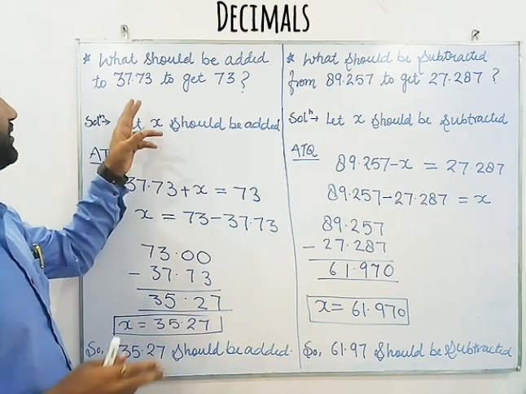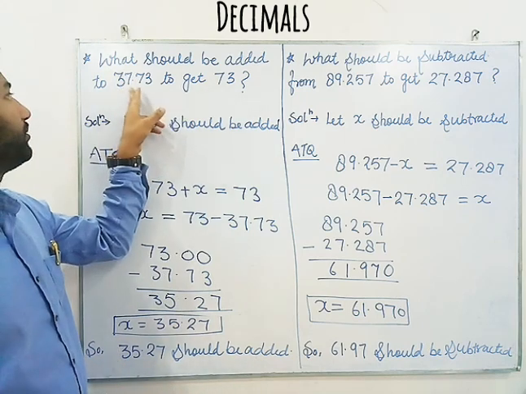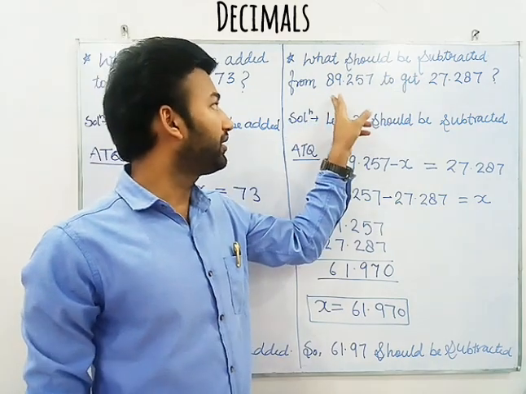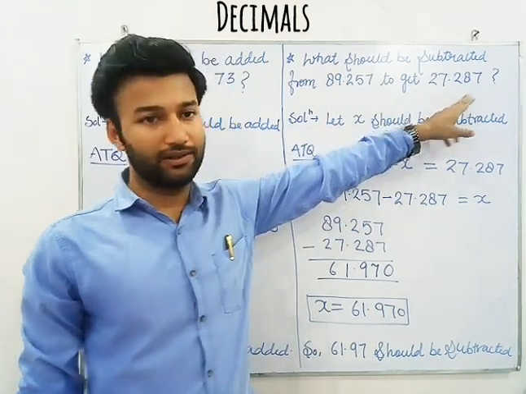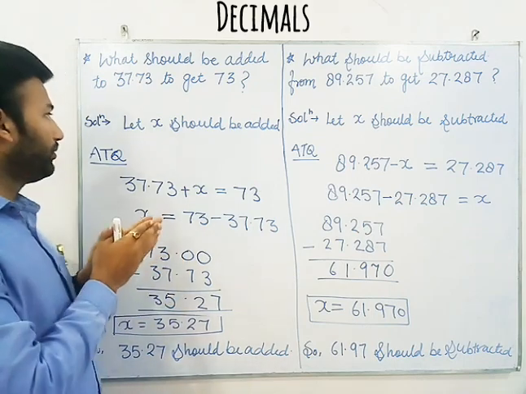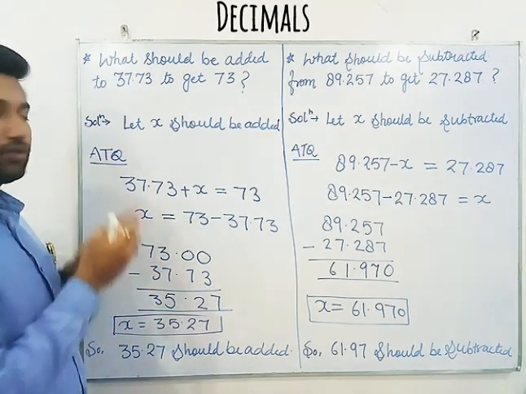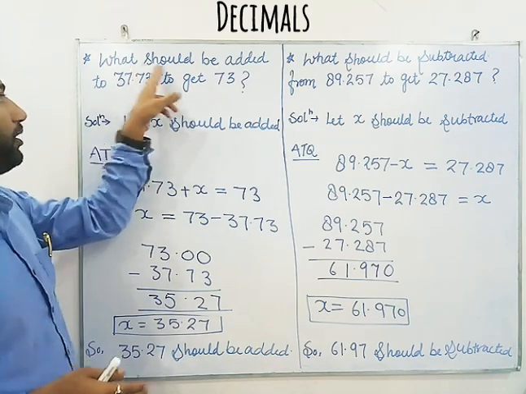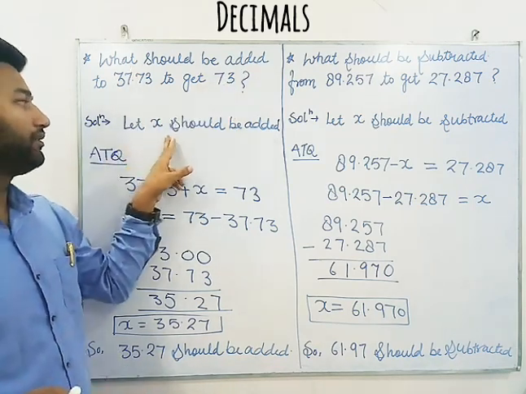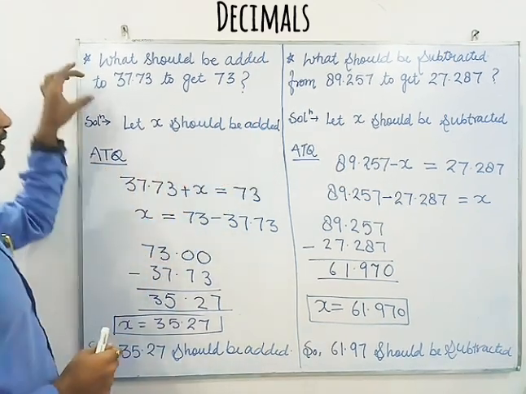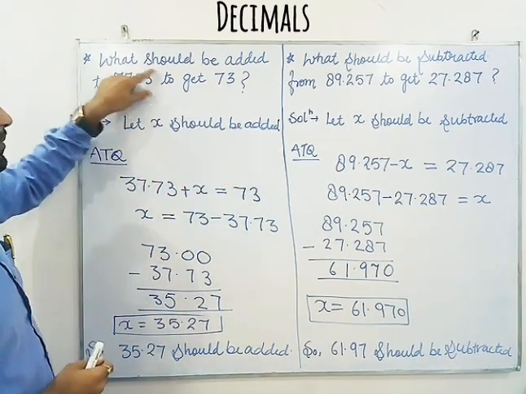Now, two questions are there. What should be added to this number to get this number? And what should be subtracted from this number to get this number? If these types of questions are there, it is very easy to solve. First consider, let x be added. What should be added? Let x be added. Okay. Now, according to the question, what should be added to this number?